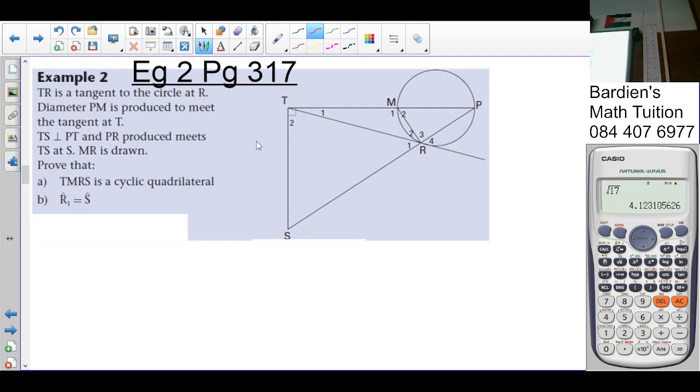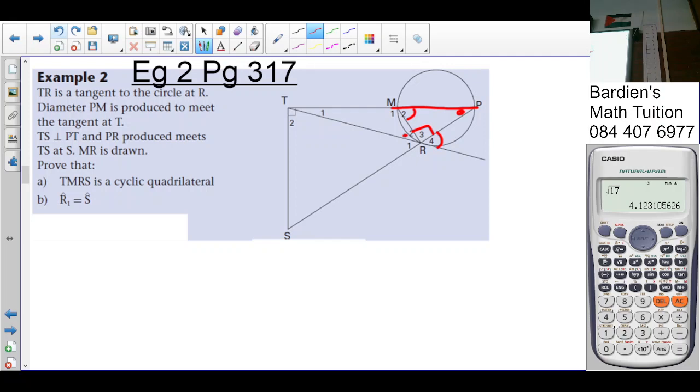We can say that angle R1 is equal to angle M2. Why? Tan chord theorem. Or R2 is equal to P. Why? Tan chord theorem. Then we are told that PM is the diameter produced to be the tangent at T. So if it's a diameter, what can we say from there? R3 is 90. Why? Angle in semicircle.